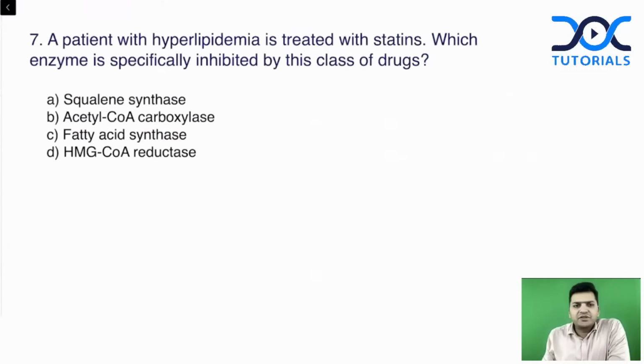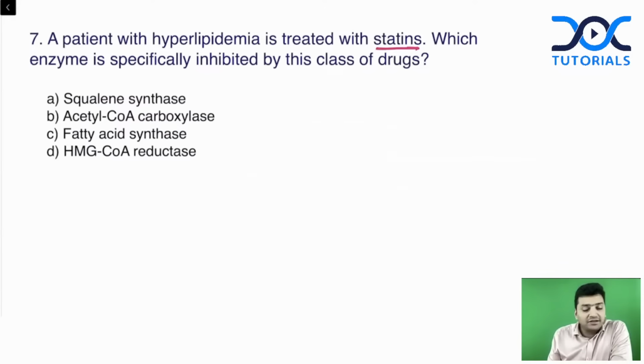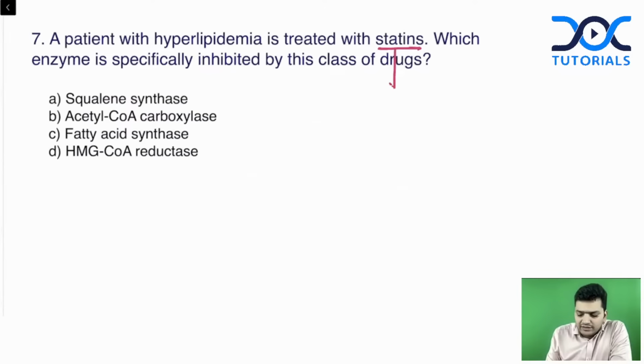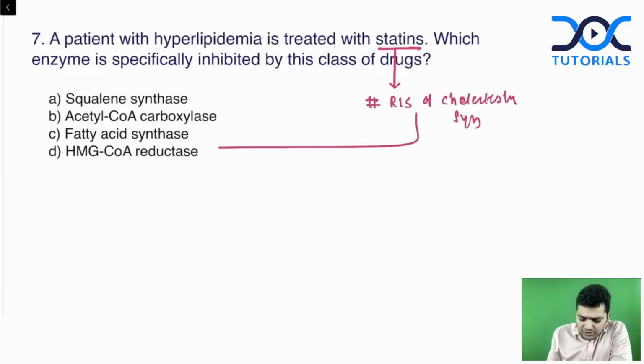A patient is treated with the statins. Which enzyme is specifically inhibited by the statins, the atorvastatin, the rosuvastatin? They are going to inhibit which enzyme? That is the rate limiting enzyme for cholesterol synthesis. They inhibit the rate limiting enzyme of cholesterol synthesis. That is going to be the HMG-CoA reductase. They are going to inhibit the HMG-CoA reductase.